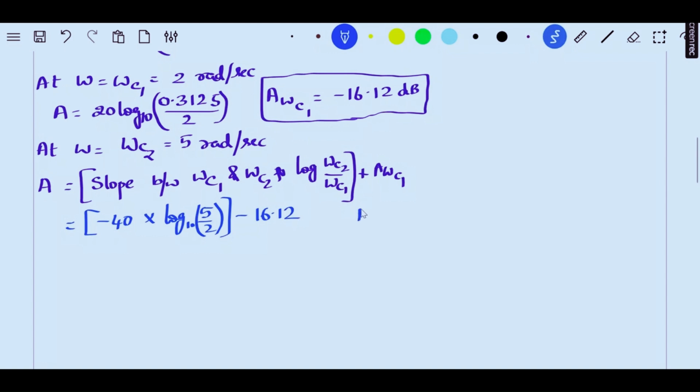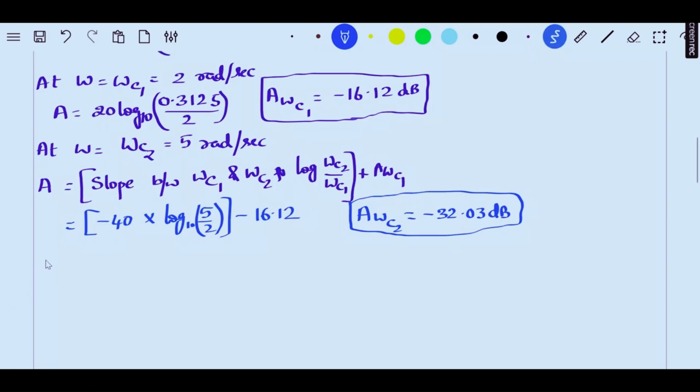Now let us see what A of omega C2 is, the final value. So let us look into the calculator. It is minus 40 multiplied by log of 5 divided by 2, which is minus 15.91, and that gets added with minus 16.12. So you'll be able to get minus 32.03. Minus 32.03 dB is the gain A of omega C2.